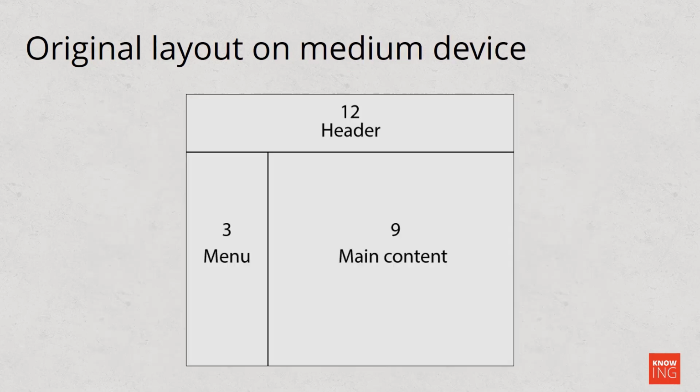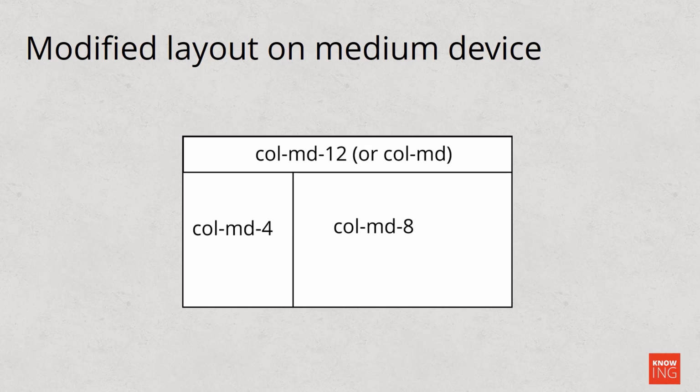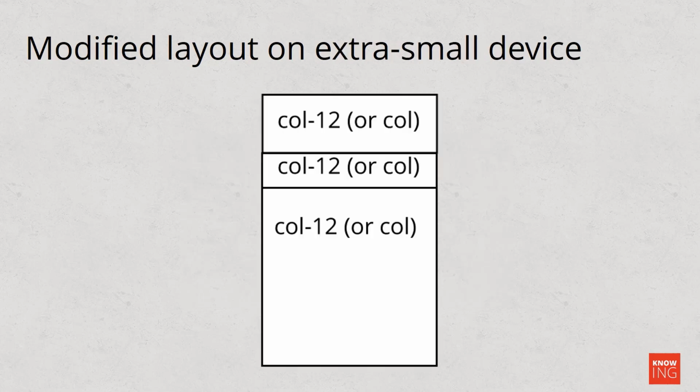This is the original layout on a medium device, and here you would say col-md-12 or col-md, col-md-3, col-md-9. And if you want to modify the layout, because that of course was the same layout as the extra large, you might widen the first column so it becomes col-md-4, col-md-8. And then to modify it again for an extra small device, col-12, col-12, col-12.